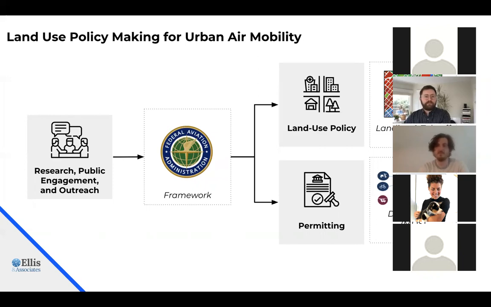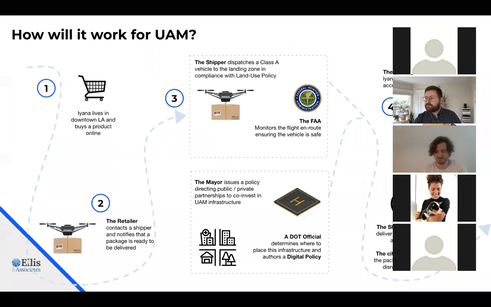Essentially, cities have to determine where drones will land and take off through land use policy making. If that land use policy were a digital one, we would be able to determine the acceptable places to take off and land, and with what type of vehicle. When you combine that with MDS technology that could exist in the future and a permitting scheme, it might look something like this.